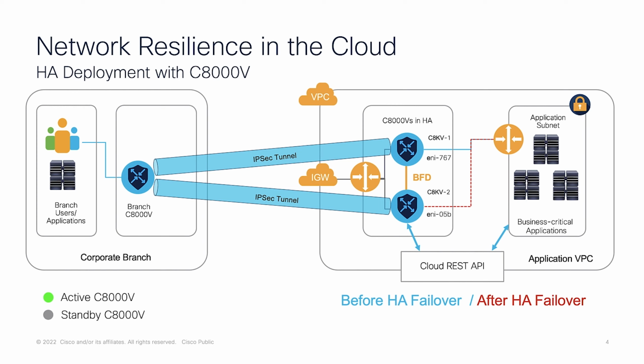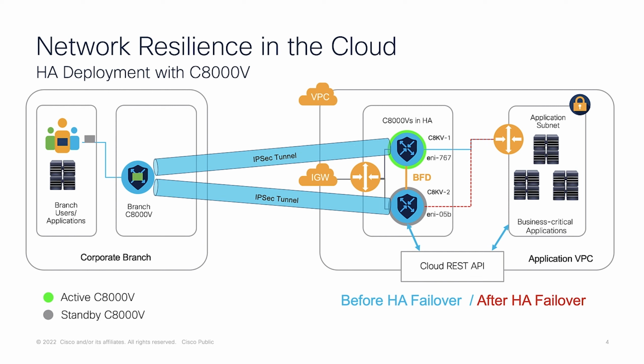Here in this topology, c8KV1 is set up as the active router in the application VPC, shown with the green ring around it, while c8KV2 is the standby router, as shown here with the gray ring. The business-critical traffic travels from the edge router in the branch location through the active c8KV in the application VPC to where the critical workload servers are located, and this traffic is secured using IPsec tunnels between these two locations.